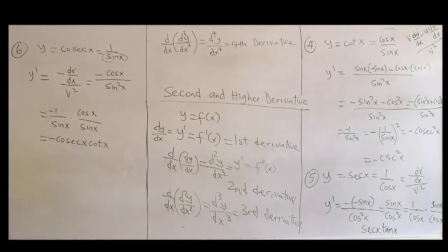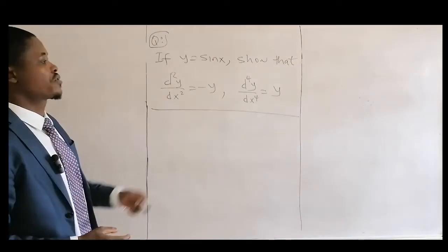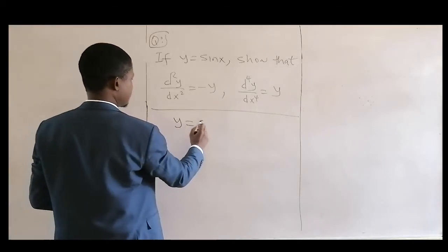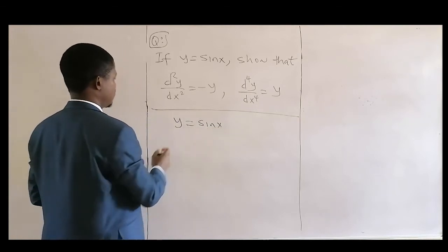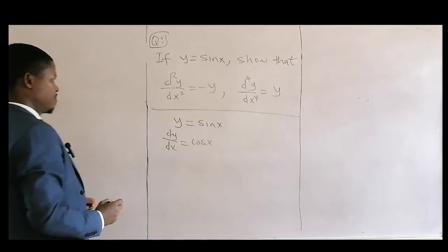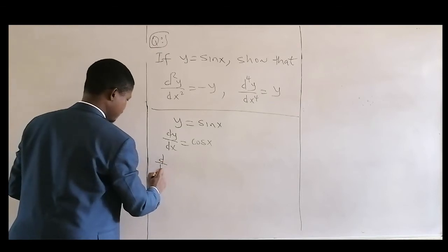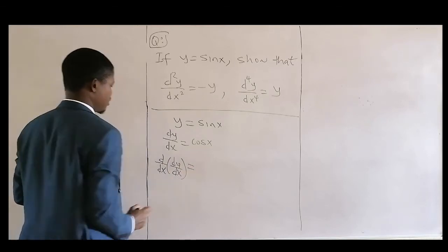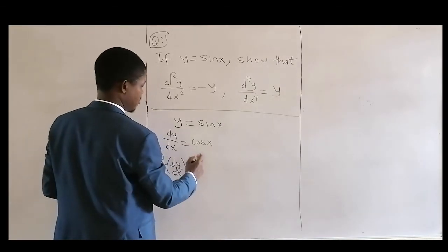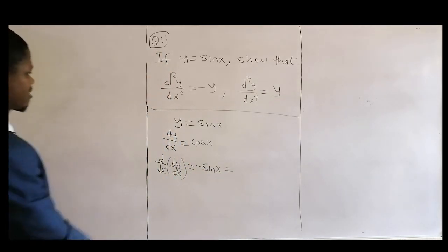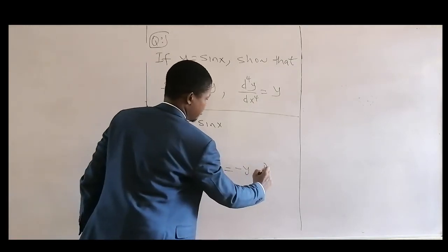Let's take one question here. Show that for y equal to sine x, the second differential is minus y and the fourth differential is y. We are given this, so let's first do the first differential, which will be cos x. Do it again. The second differential is minus sine x, and don't forget that sine x is y, so it's minus y. This is done.